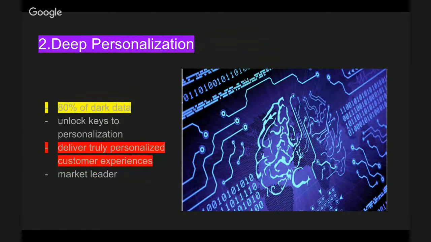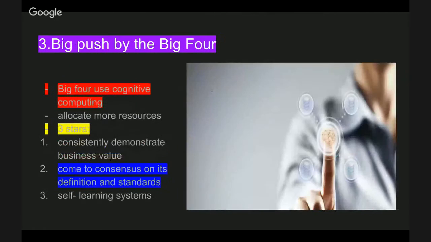After that, it comes to hyper-personalization. Cognitive computing that can deliver a truly personalized customer experience will become the next generation market leader in this rapidly changing space. Finally, it comes to the big push by the big four. We are already seeing big companies such as PwC use cognitive computing to allocate more resources. Cognitive computing holds great promise and seems essential for success.